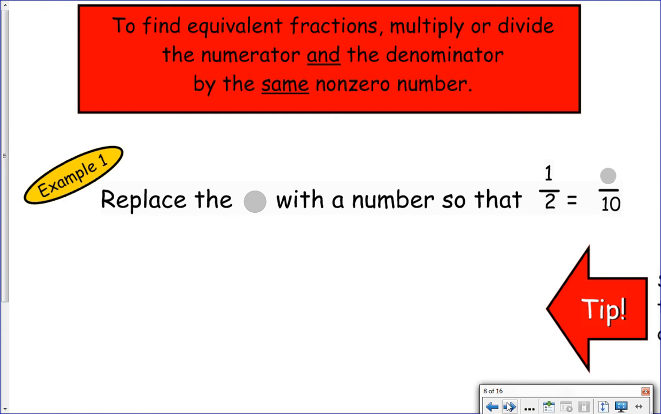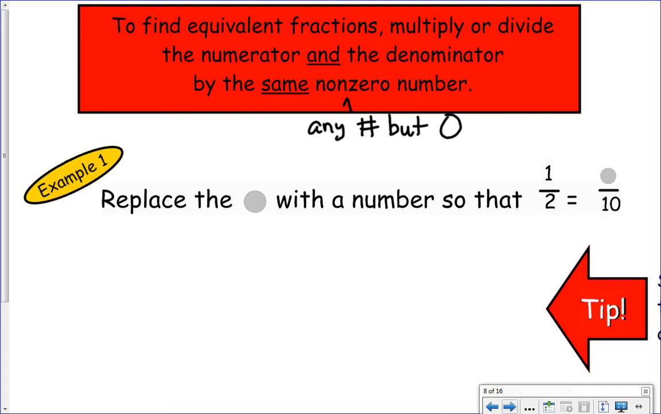Alright, so to find equivalent fractions, you're going to multiply or divide the numerator and the denominator by the same non-zero number. That means anything but 0. Okay, so for example, I've got 1/2 equals blank over 10.